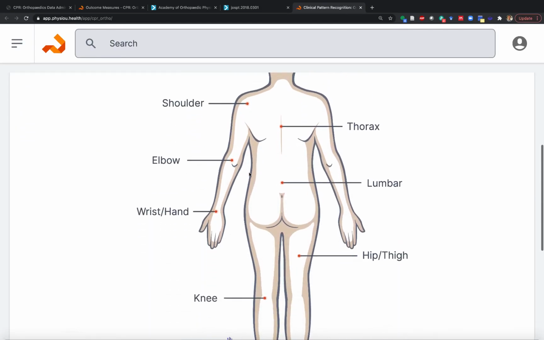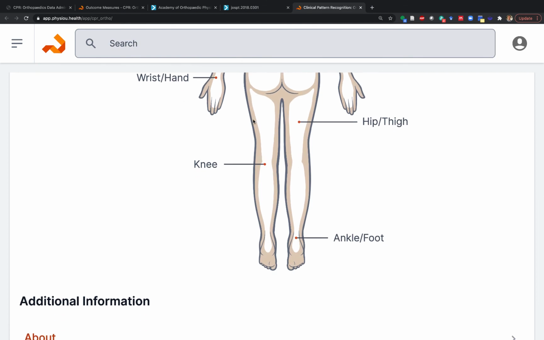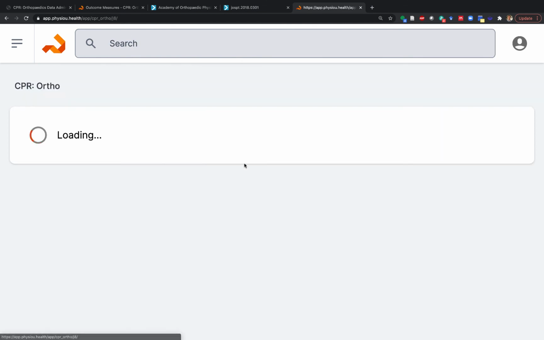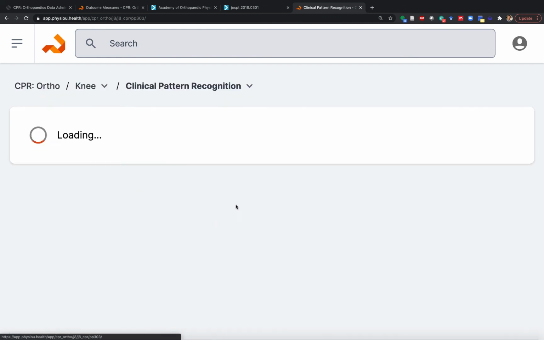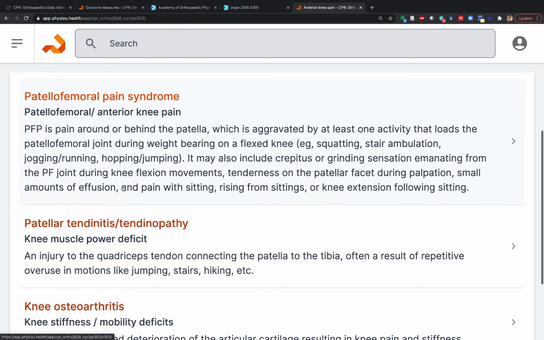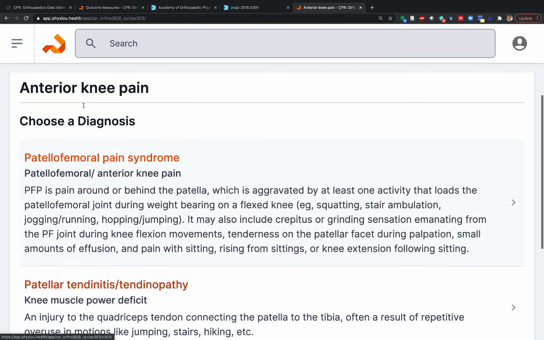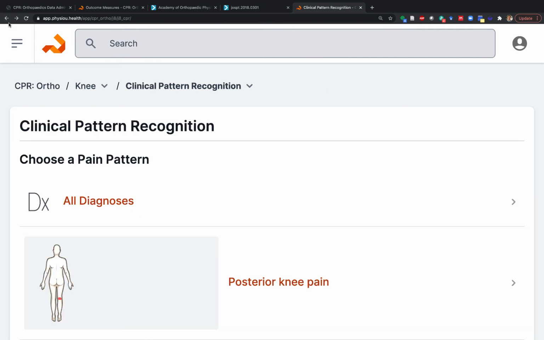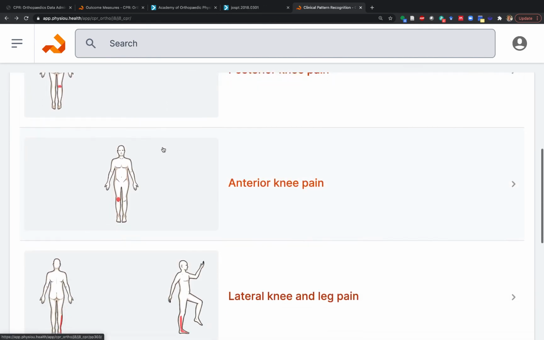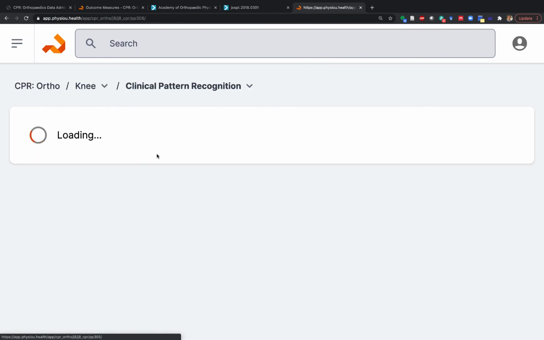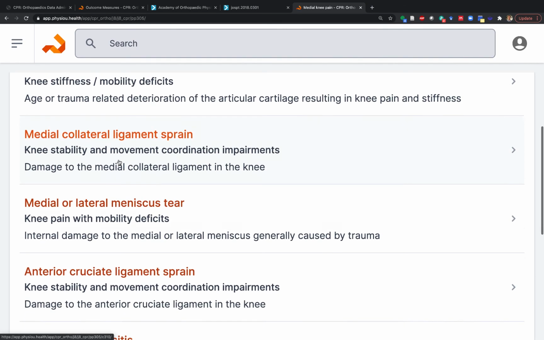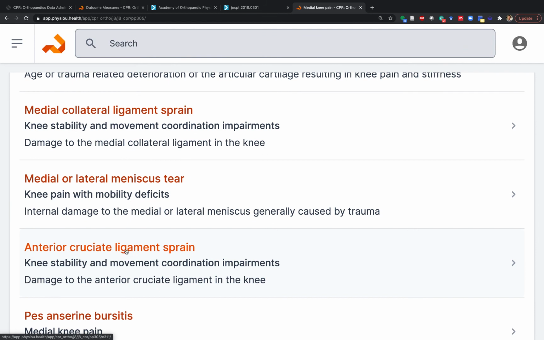Let's go back to, here is the Clinical Pattern Recognition app. We can go back to the knee. And again, pain patterns are not that predictive, but a lot of patients do complain of anterior knee pain. So here is, okay, so we can go look at pain patterns. Let's go for medial knee pain, and here as one of the potential options is anterior cruciate ligament.